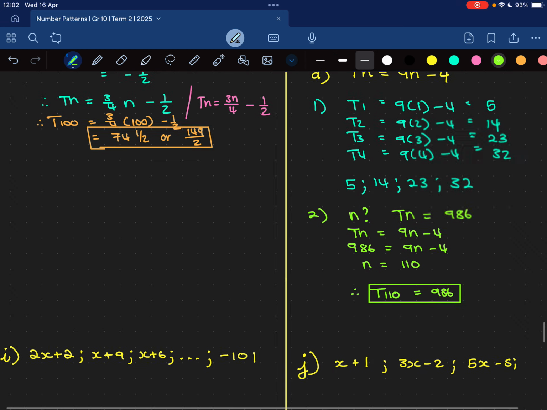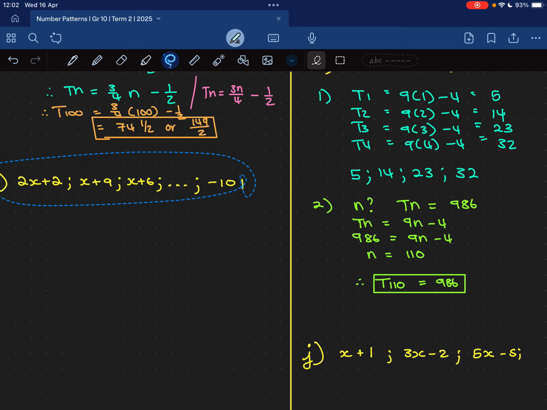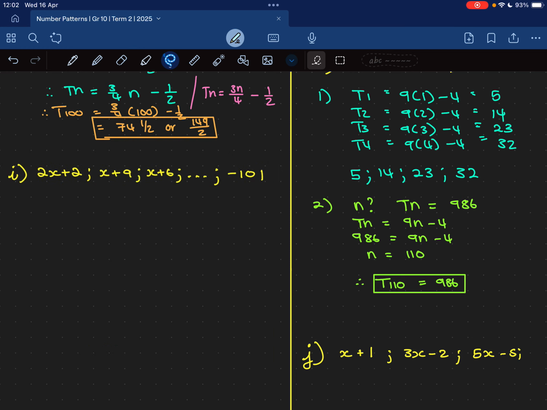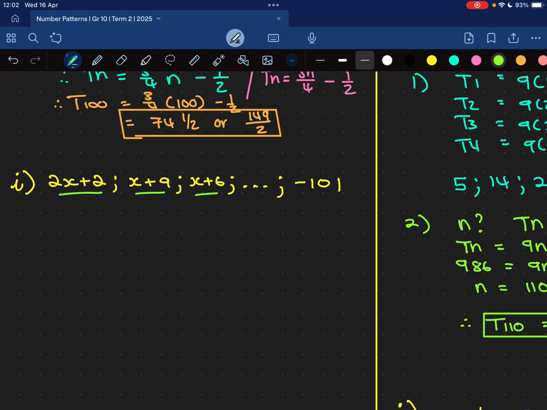Okay, so then I ask you to do I. Okay, so I gave you a sequence where 2x plus 2 is the first term, x plus 9 is the second term, and x plus 6 is the third term, and it goes all the way, and they give you the final term in the sequence, which is negative 101. Okay, so they told you that's the last term.